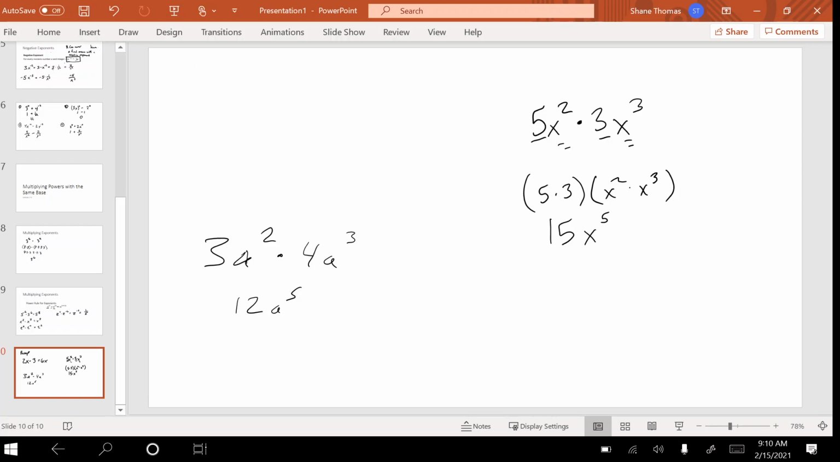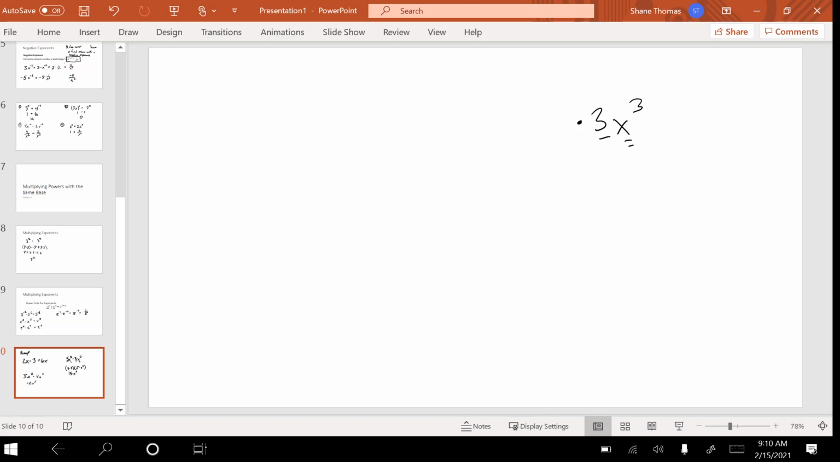What about if I have something that is a negative exponent here? Let's go with this. We get negative 2 x to the fourth times 3 x to the negative sixth. Okay, what's negative 2 times 3? Negative 6. What's x to the fourth and x to the negative 6 going to be? X to the negative 2.